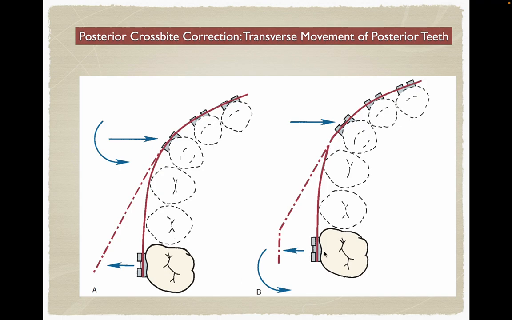Now, if you notice here, the crown will go just outside. If you don't want that and you want to rotate it, you do what we call the toe-in bend. So the mesial side of the crown will go out and the distal side will go in, and that helps in the correction of the crossbite.